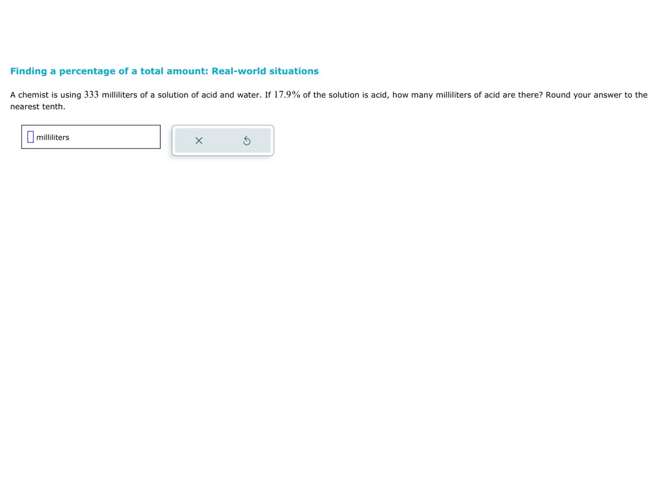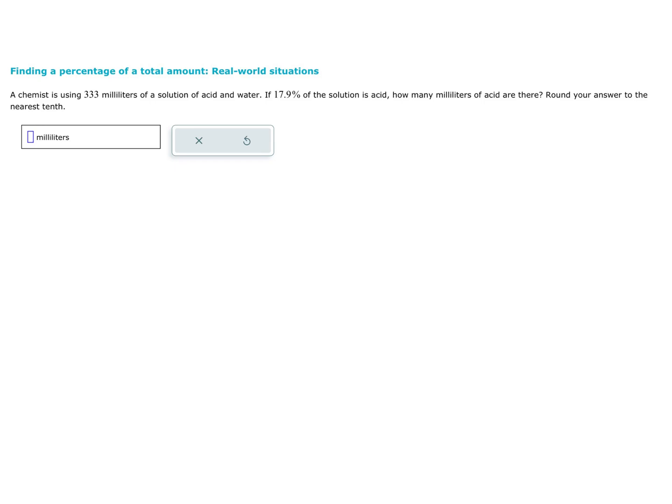This one says a chemist is using 333 milliliters of a solution of acid and water. If 17.9% of the solution is acid, how many milliliters of acid are there? Round to the nearest tenth. So just like before, we need to find 17.9% of the 333 milliliters.